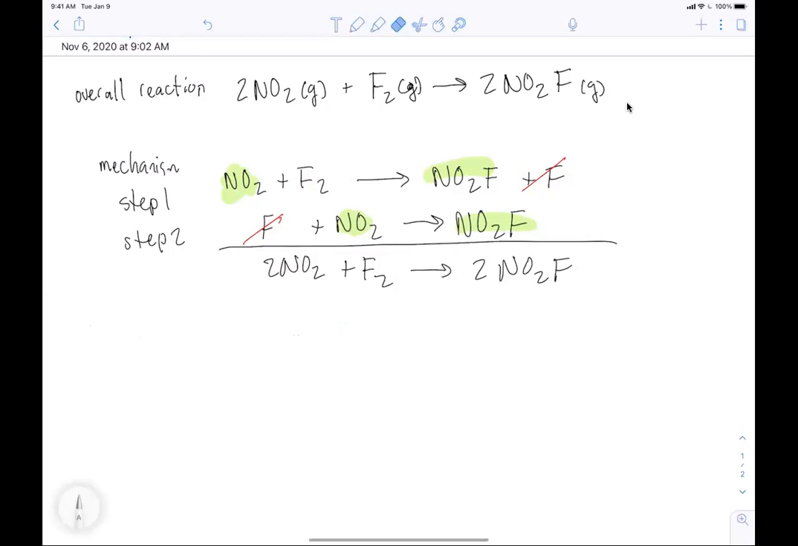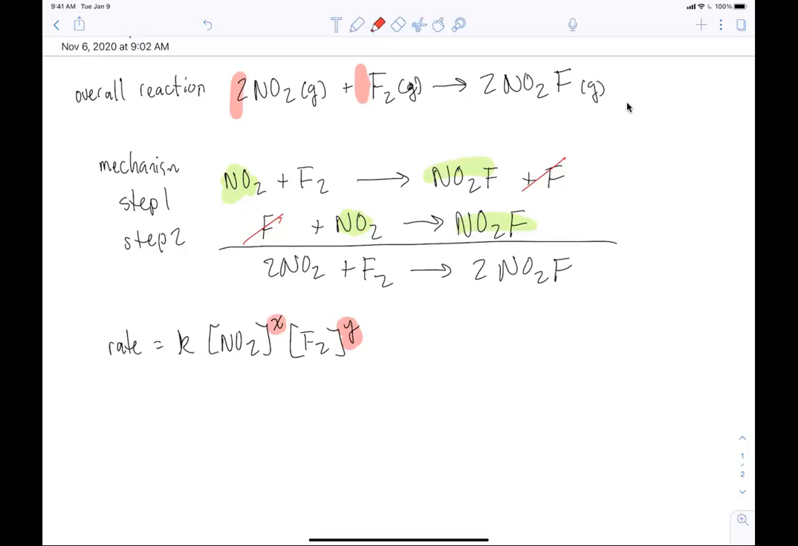This is something that's really confusing, at least I think it is. From the overall reaction, if you're just given the overall reaction, what can we say about the rate for it? We can say that the rate is equal to some rate constant times NO2 raised to some power times F2 raised to some other power. The thing that we've been learning this whole time with integrated rate laws and the method of initial rates is that these exponents are not related to the coefficients up here.